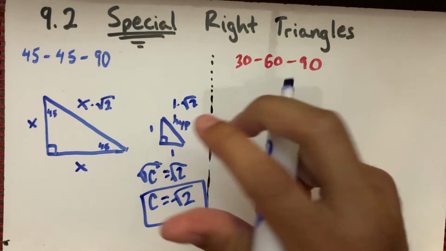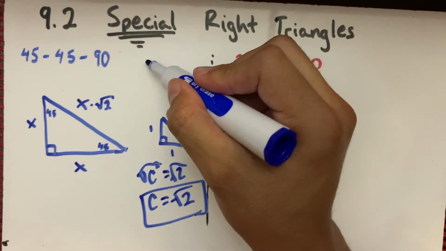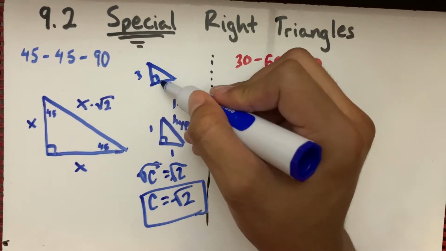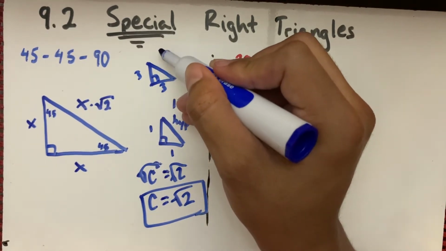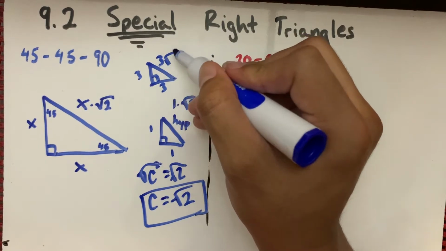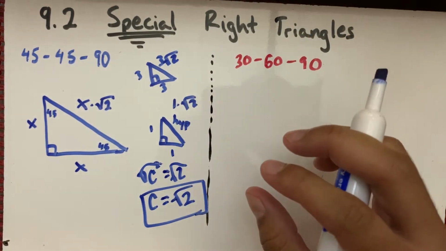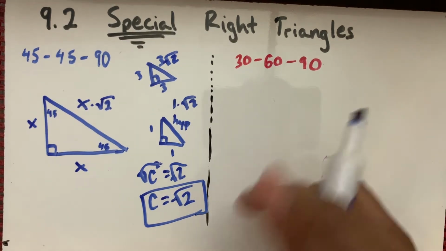So in very general cases, if you know this is a 45, 45, 90, and this side is 3, then the hypotenuse has to be 3 square root 2. It's a really cool trick, and super handy, especially as we go further along.